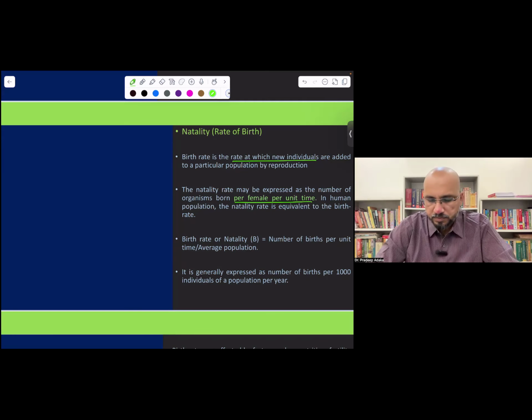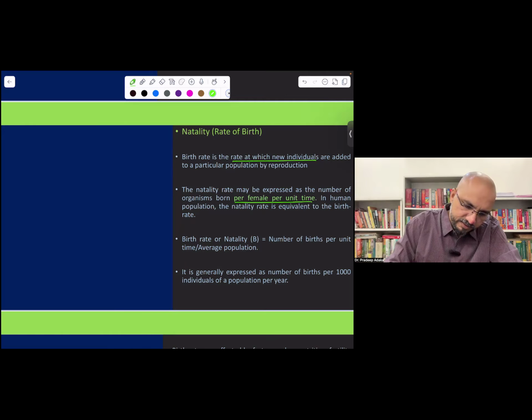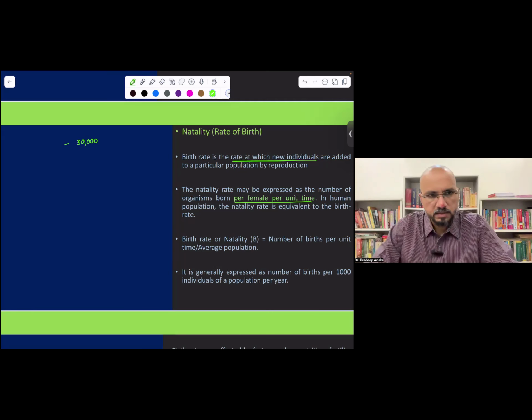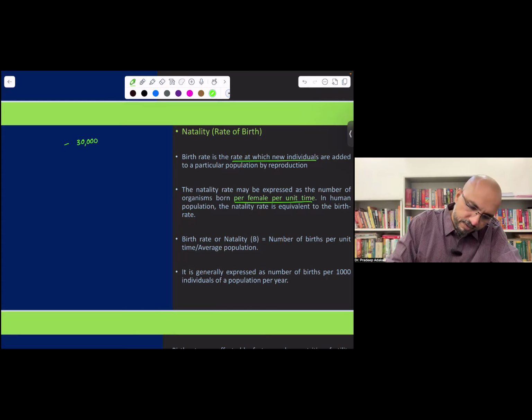Now, what is the formula? Birth rate or natality is equal to the number of births per unit time per average population. Now let us take an example, then you will understand it better. Let us say the population of a region is around 30,000 people. Let us take the example in case of humans. Now we take the mid-year population, not the population at the beginning of the year, not at the end of the year.